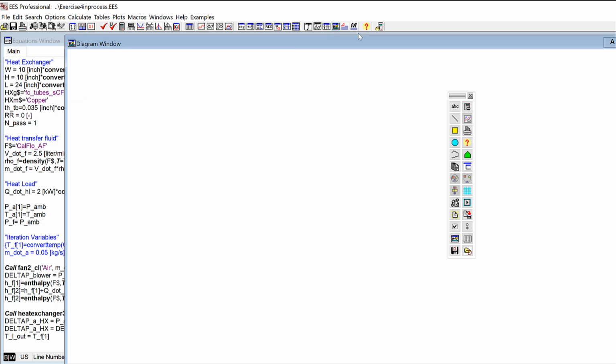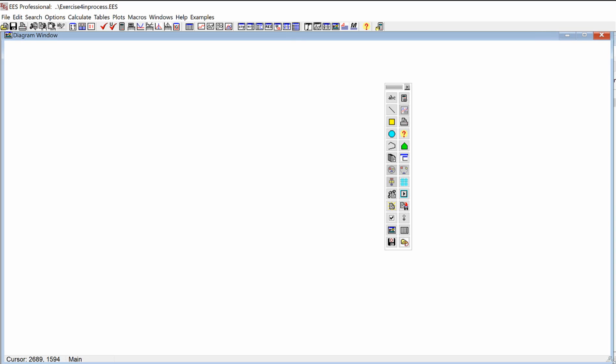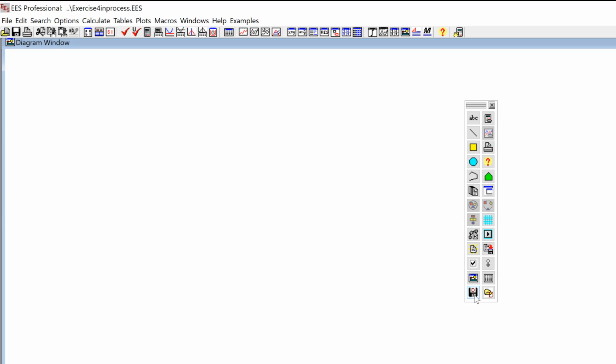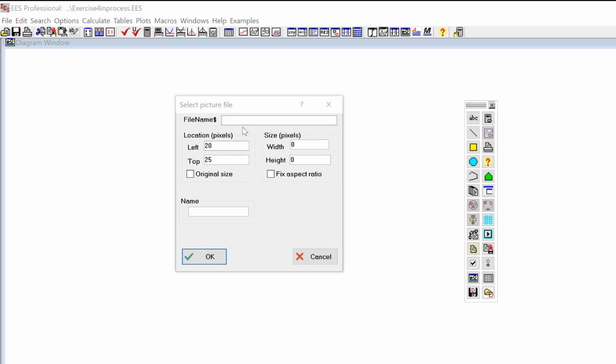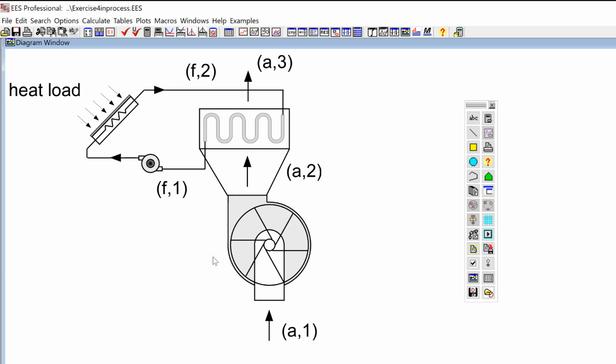So let's go to the diagram window, and this is the main diagram window. So I think the first thing I'm going to do here is paste in the schematic of the cycle. So let's see. I think I have that somewhere. Let's just go to the add picture button. It's that one right there. And if I click on the name, it'll bring up this dialog. And here's the JPEG that I have built already. So we'll pop that in there.